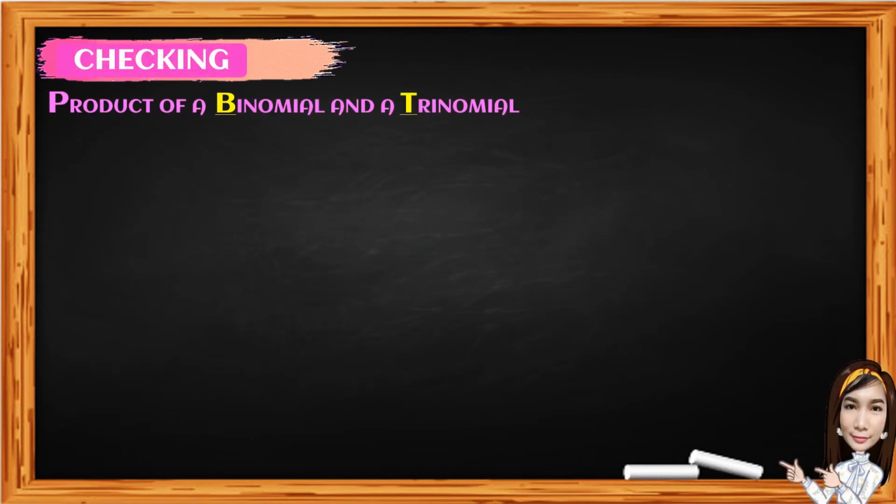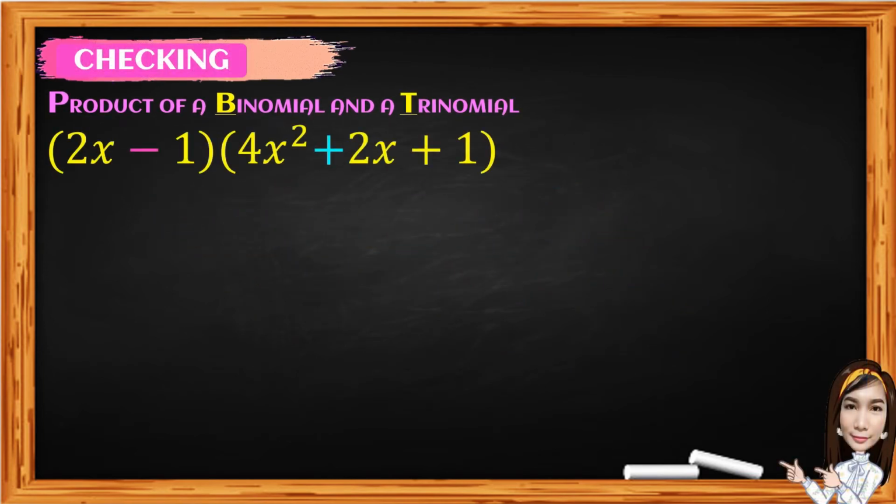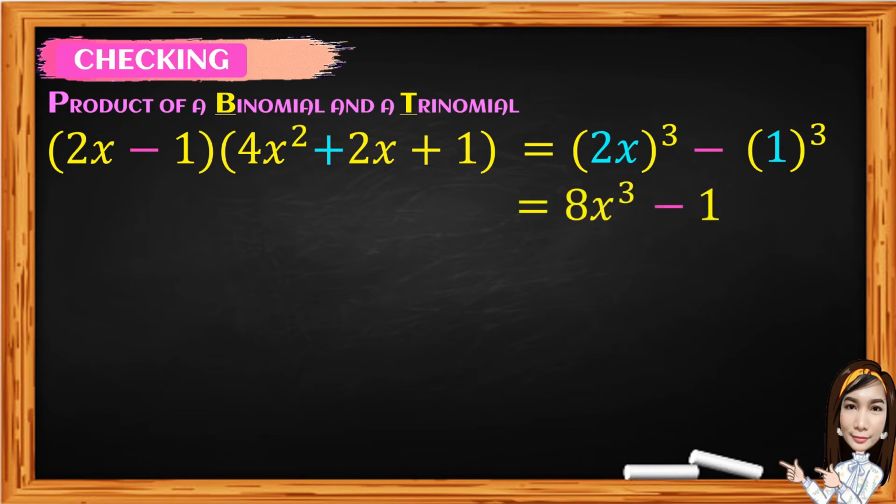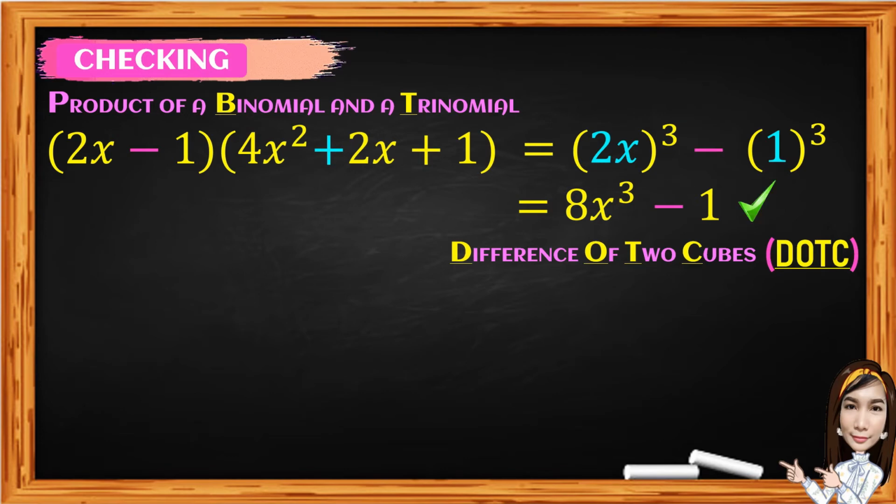Now to check if your factor is correct, let's have the quantity of 2x minus 1 times the quantity of 4x squared plus 2x plus 1. We are going to cube the first term, we have the quantity of 2x cubed. Then cube the second term, we have 1 cubed. Then keep the sign or operation minus. So we have the product 8x cubed minus 1. The difference of two cubes or DOTC, so we got it correct.